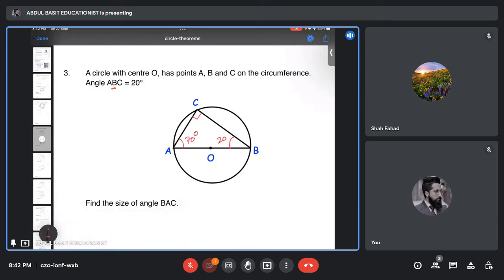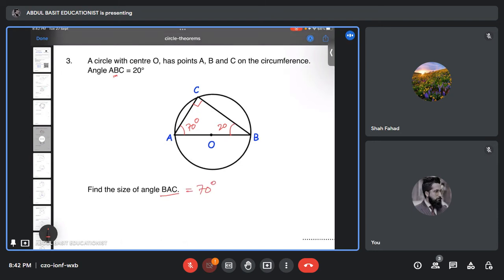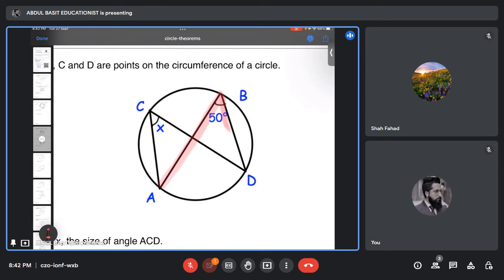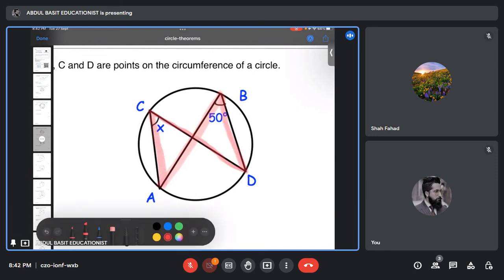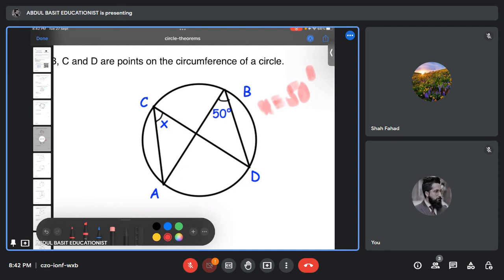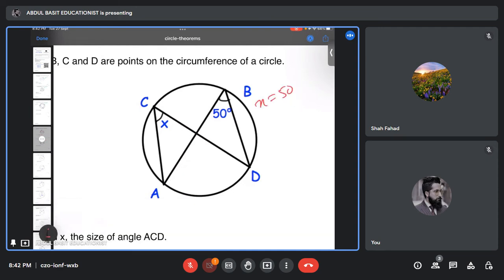So that is the size of angle BAC. Size of angle BAC is 70 degrees. So moving forward, as we say that it's a star shape, it's a star already. So you can see that the starting and ending remains the same. So it's a star already. So it means that x is equal to what? It is also equal to 50 degrees. So x is equal to 50 degrees.